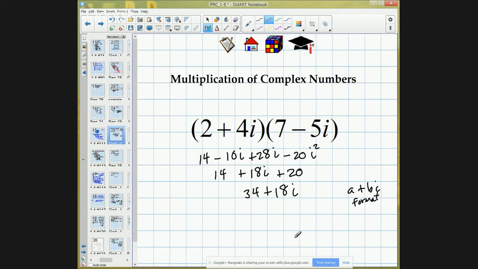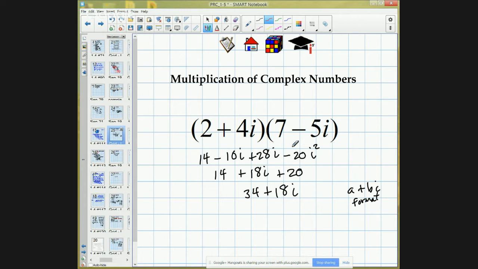So when you multiply this out, you can see 2 times 7 is 14. Then 2 times negative 5i is negative 10i. 4i times 7 is positive 28i. And a positive 4i times a negative 5i is a negative 20i squared. Yes, we can combine those two inner terms. Even though i is not a variable, they act like that. So a negative 10i added to a 28i really is a positive 18i.